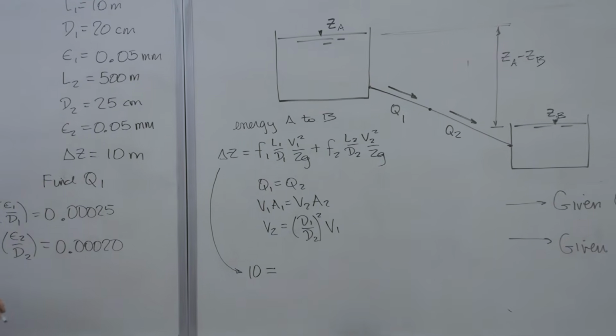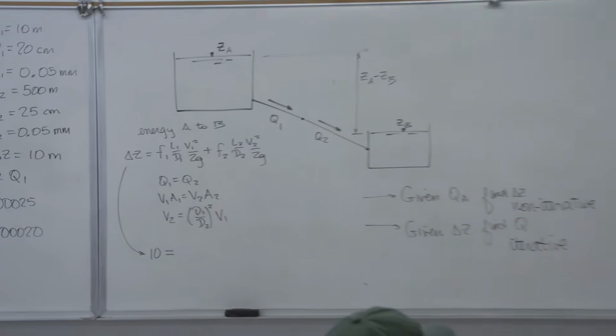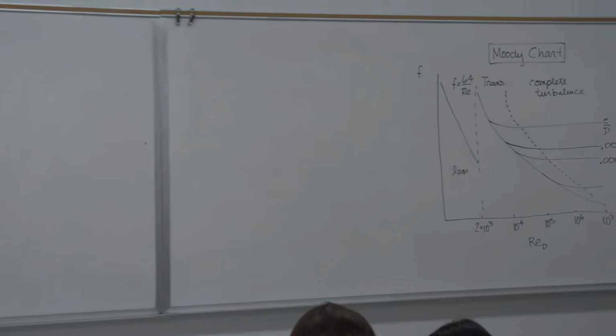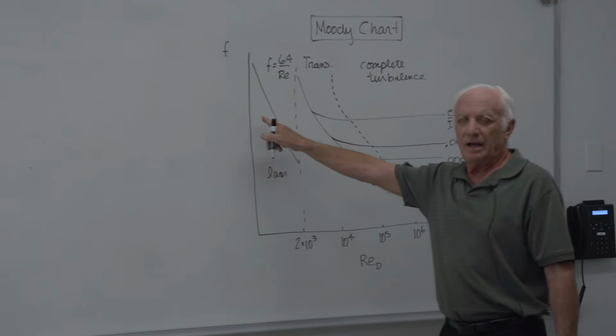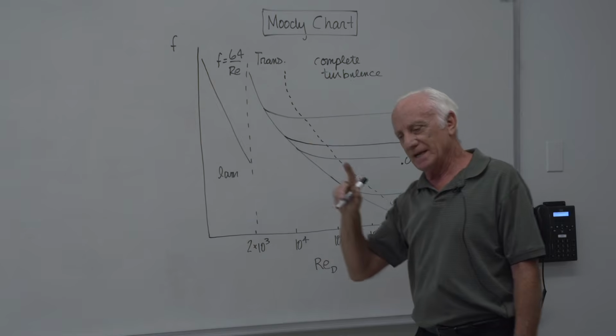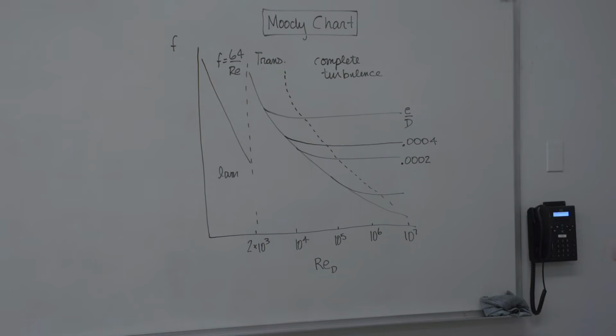I don't know F1. Okay, here's a guessing game. I don't know F1. I want to make a decent guess on F1. I don't want to close my eyes and point to the Moody diagram. F1 is 0.2. No, that's the random approach. You want to make an educated guess on F1 so this thing will converge faster.